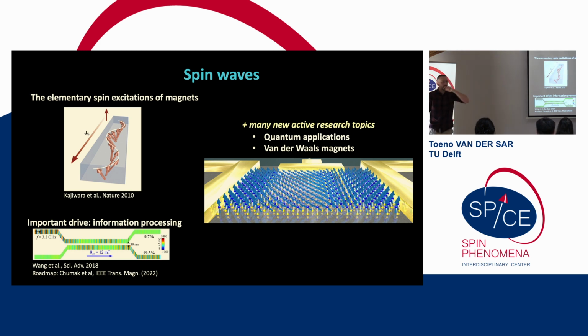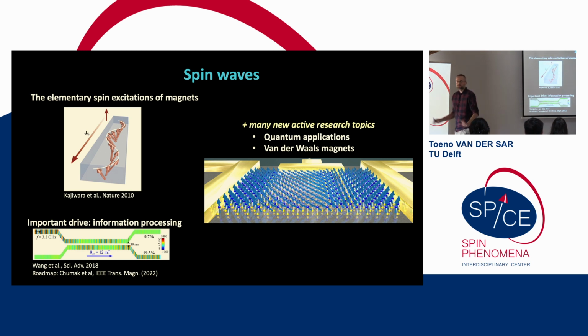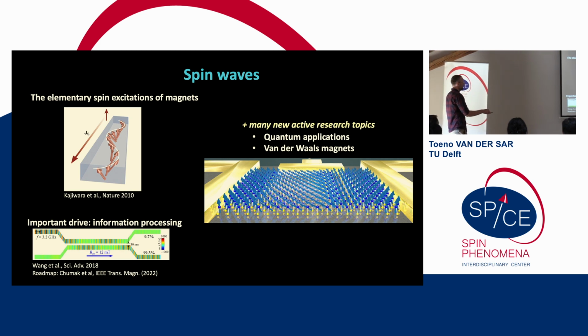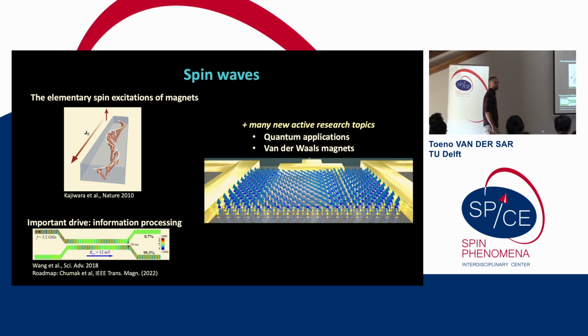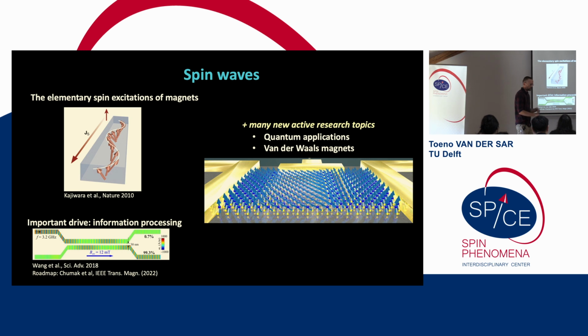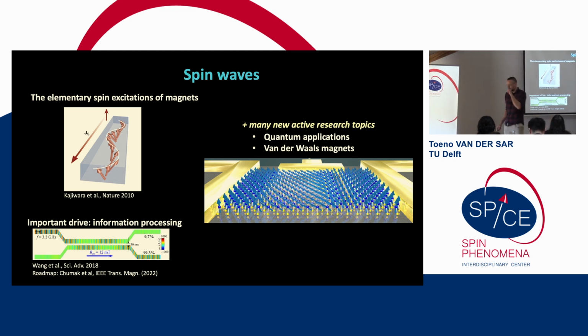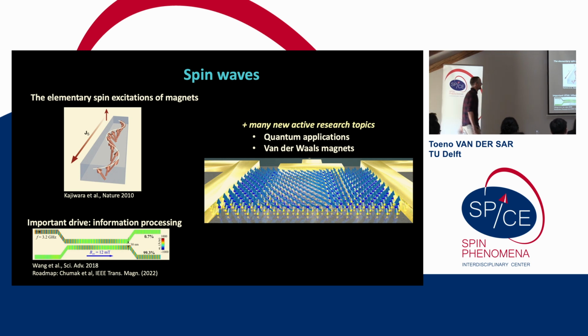And they form a big research field. And the key drive there is to make spin wave devices that can be used for information processing. You can think of transistor-like devices, but I think the main application is really in these kind of wave-based devices where you use spin wave interference to make, for instance, filters or directional couplers. That's a key drive in the field, but there are other more fundamental and fun topics in spin waves.